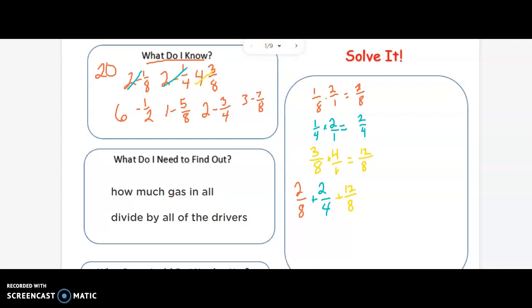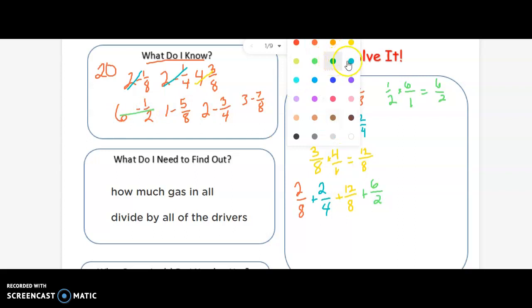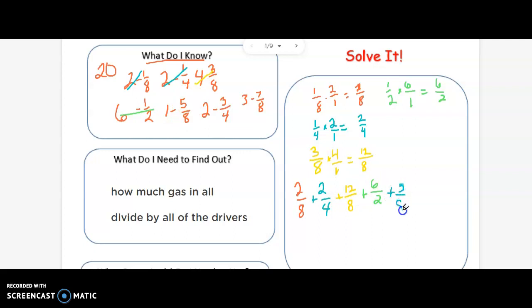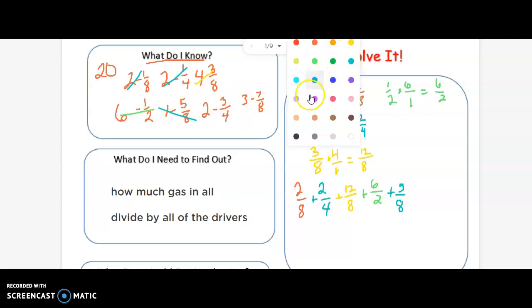Okay, let's keep going. I'm going to mark that off. I had 6 of 1/2. So 1/2 times 6, which is the same as 6/1. 1 times 6 is 6. 2 times 1 is 2. So 6/2. I'm going to add that down here, plus 6/2. Then I had 1 of 5/8. I don't have to multiply that because I just had one of them. So I'm going to add that here, 5/8. Mark that off.